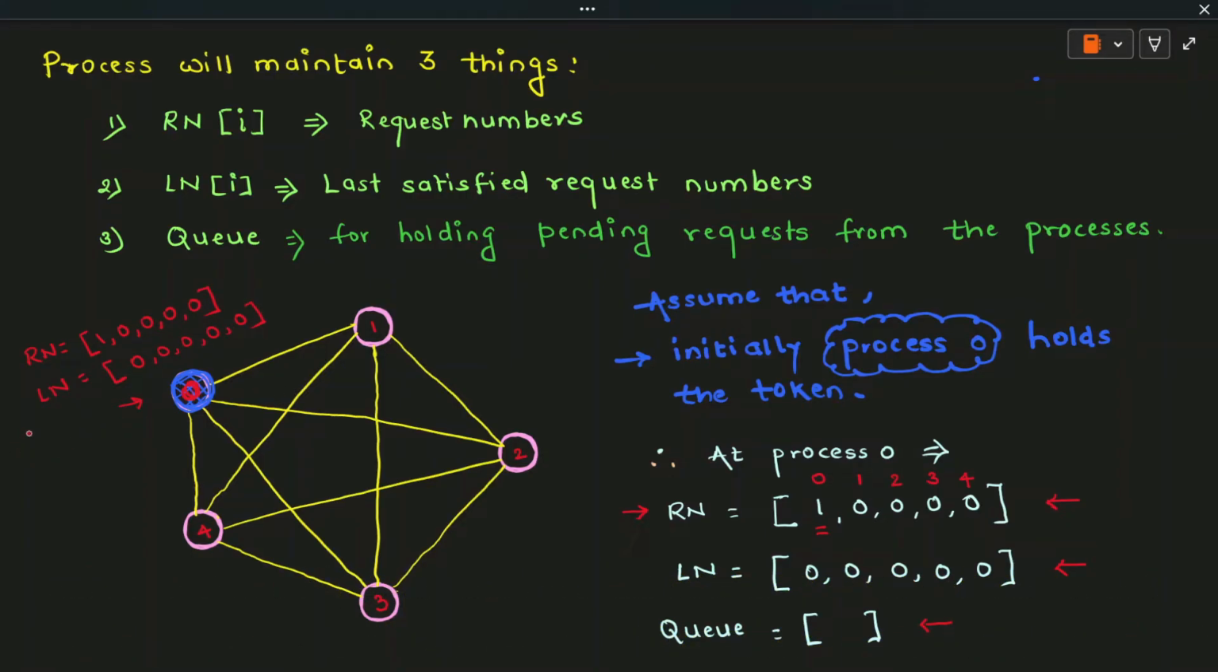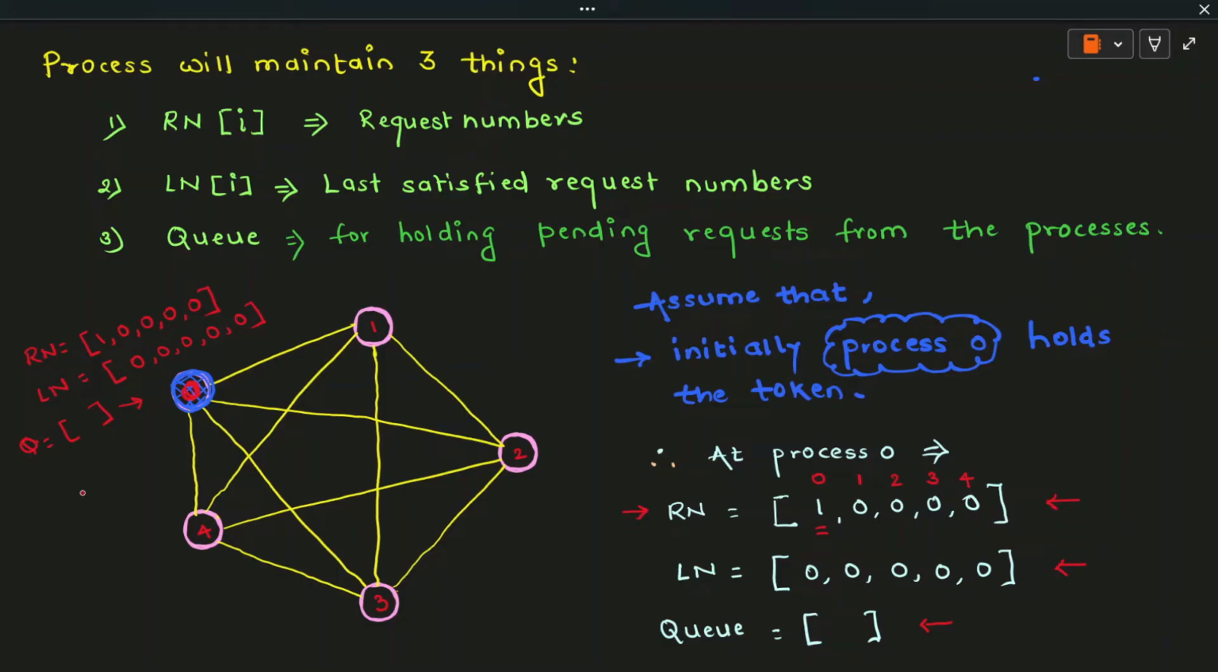Now the queue. Right now inside the queue there is nothing because process 0 is holding the token and nobody has yet requested that token. If some other process does request the token, then obviously that process number will be inserted inside the queue. If we say that process 2 is requesting the token, 2 will send the request to all the nodes. Obviously, when the request is received by node number 0, at that time the value of 2 will be inserted inside the queue. In short, the queue is used for holding the pending requests from the processes.